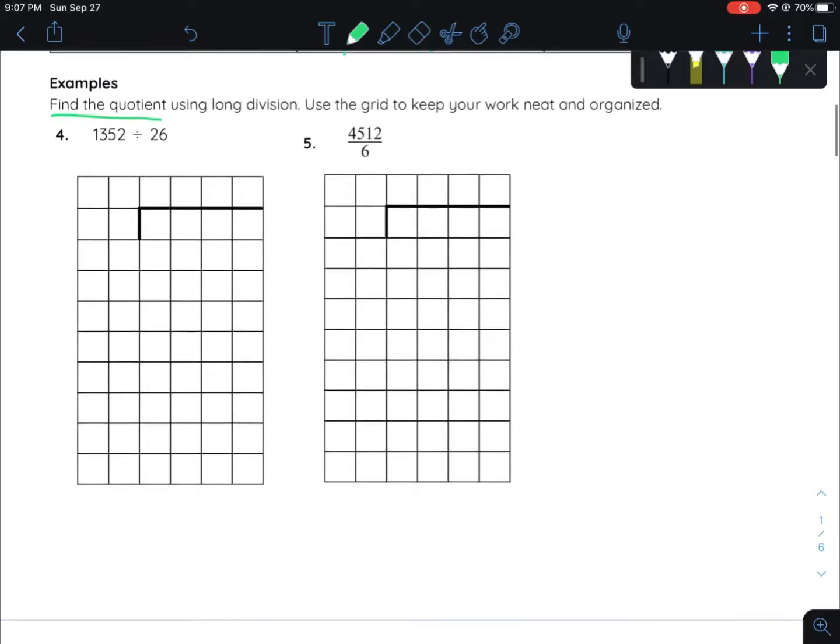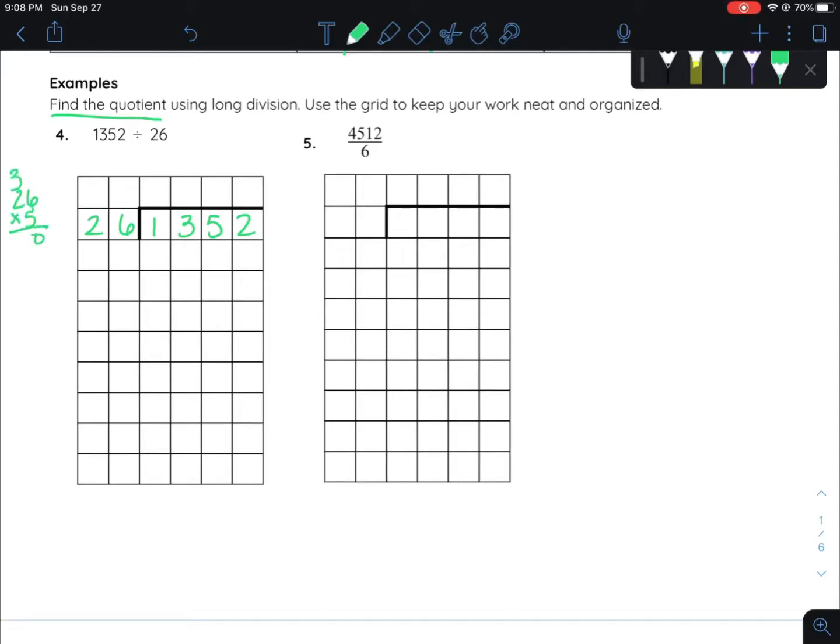And we can use the grid to keep everything organized. So remember, the first number is going to go inside the box, inside the house, however you want to say it. And then the divisor is the second number. All right, so 26 is not going to fit into 13, but it will fit into 135. So we can check and see how many times it'll fit. I'm going to guess maybe 5 times. So off to the side, I'm going to do 26 times 5.